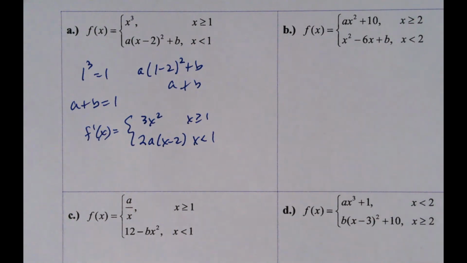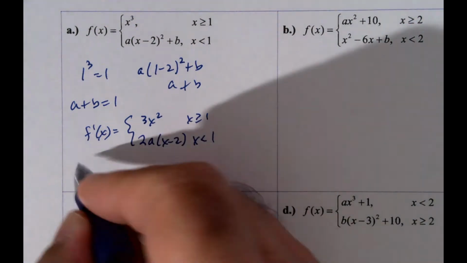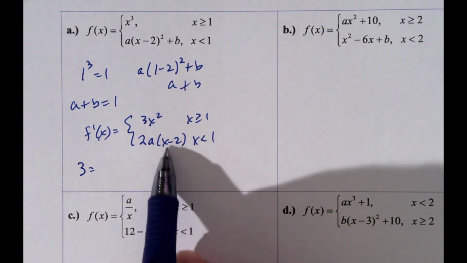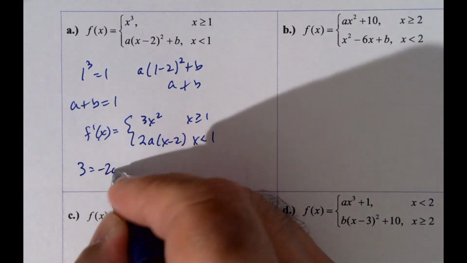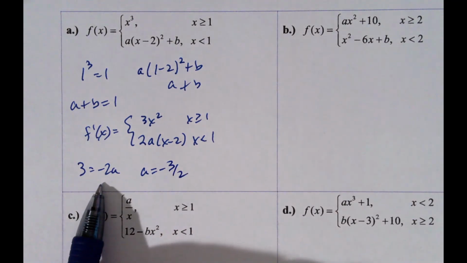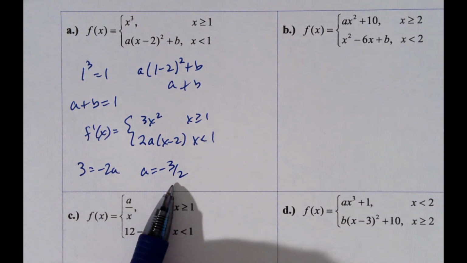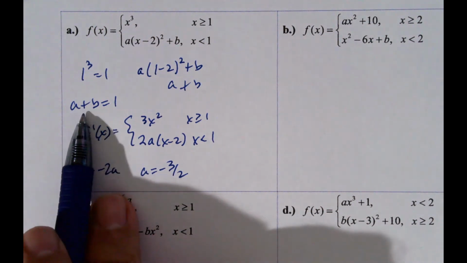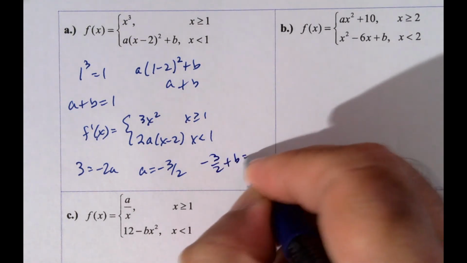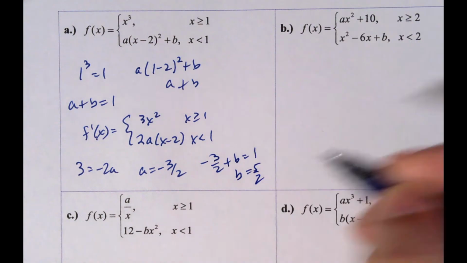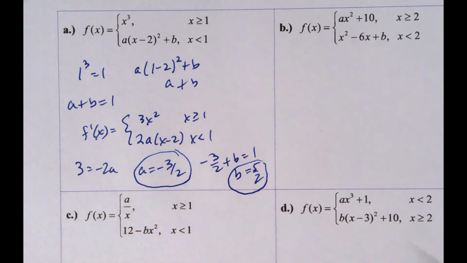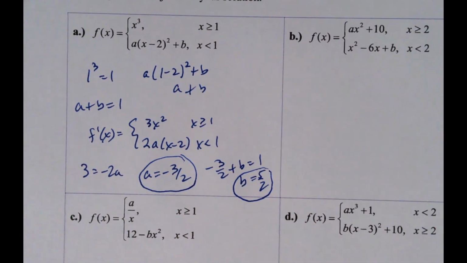At this point, we plug 1 into both of those. So you get 3, because 3 times 1 squared is 3, and plugging 1 into the other turns into negative 1, so it's negative 2a. So we get a equals negative 3 halves. I'm solving this for a: divide by negative 2, and I get negative 3 halves. Take this and plug it into a plus b equals 1. So negative 3 halves plus b equals 1, so b equals 5 halves. Those are our two values: a equals negative 3 halves and b equals 5 halves. All right, let's do b.